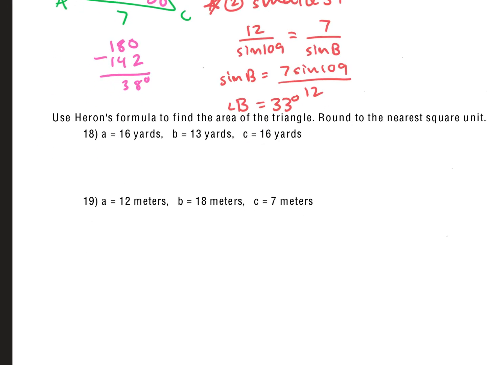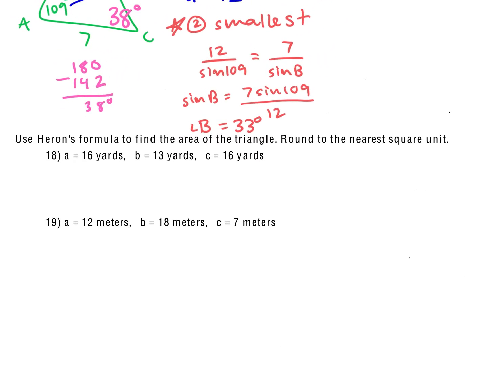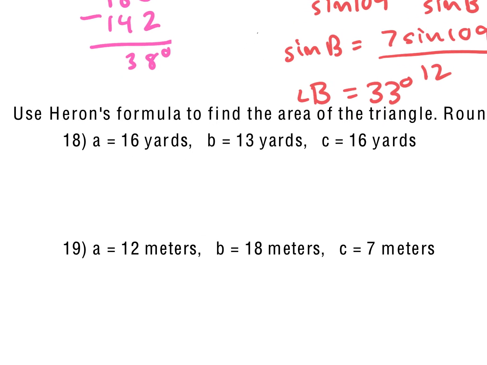All right, so do you want to do 18 or 19? Let's do 18. So we're using Heron's formula to find the area of the triangle, rounded to the nearest square unit. Heron's formula uses S. So first we have to find S. It'll be 16 plus 13 plus 16 over 2. So what do you get for S?